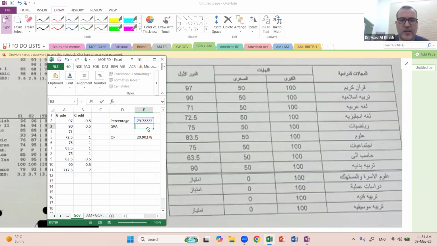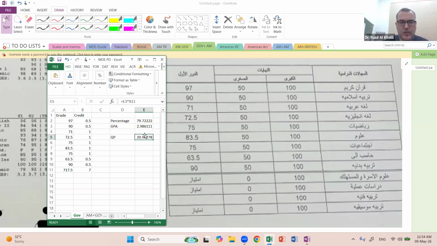Now change it to a GPA. How do we change to GPA? We discussed how to change from GPA to percentage, but to change from percentage to GPA we take the opposite mathematical operations: GPA equals the percentage divided by 20, how many 20s are inside this number, minus 1. This is the GPA for this student, equivalent to the American system. So I just changed from a government school to an American equivalent GPA, 2.986.